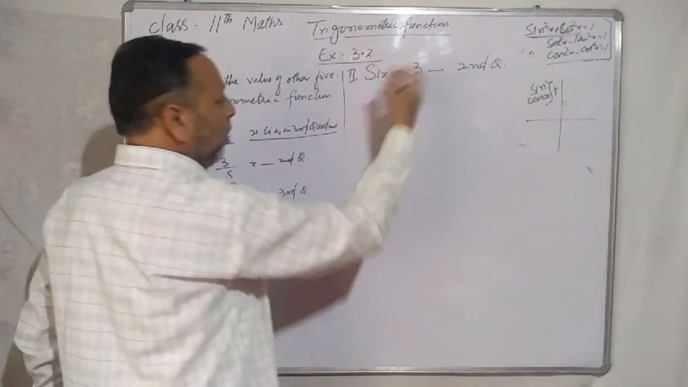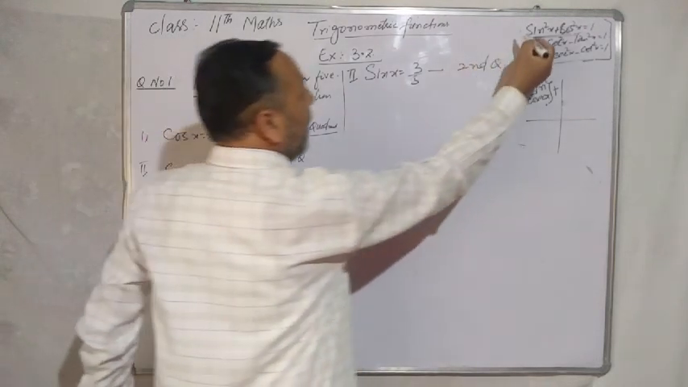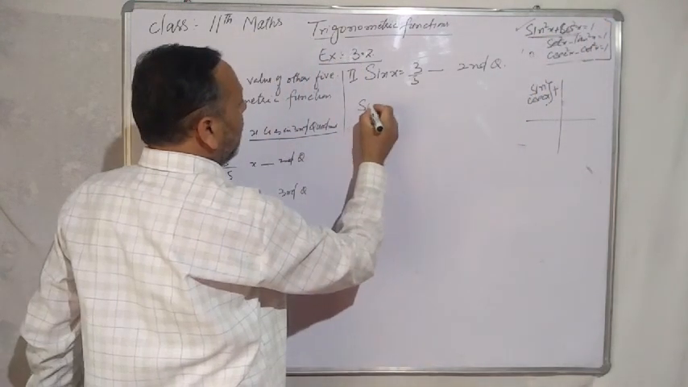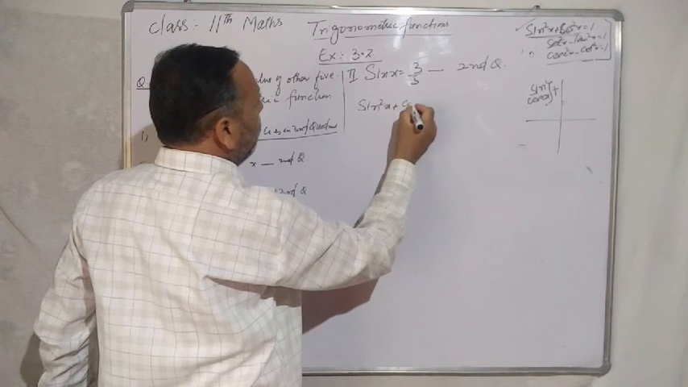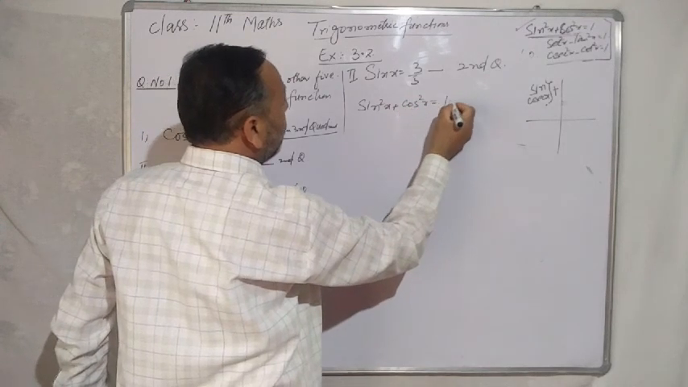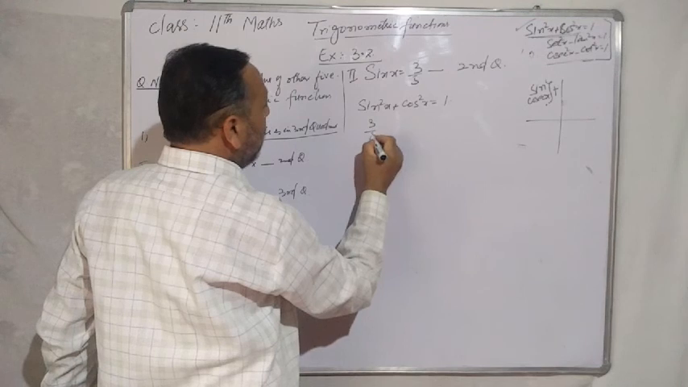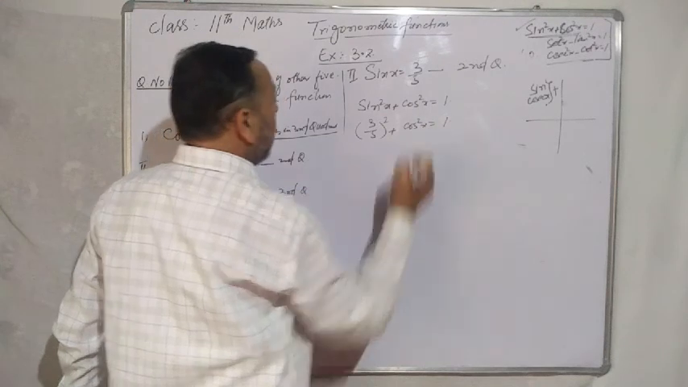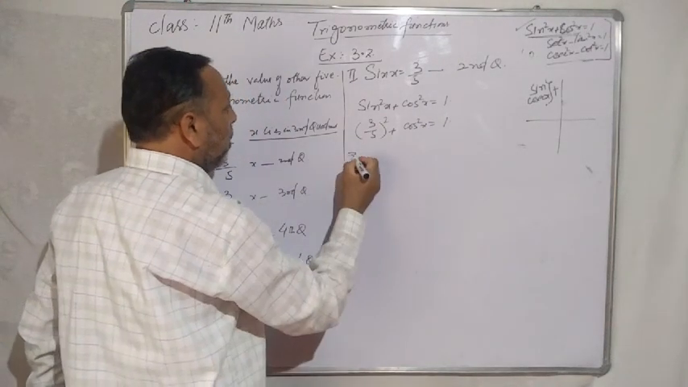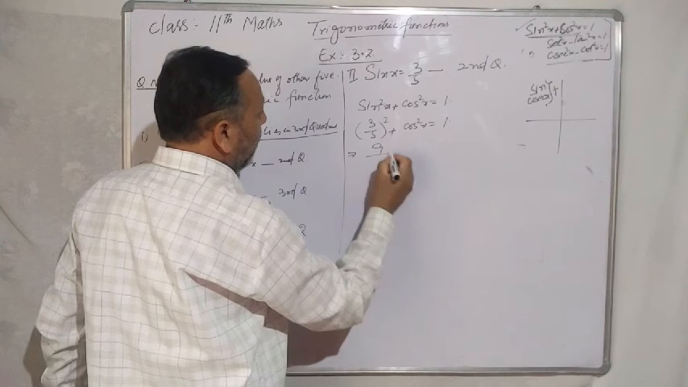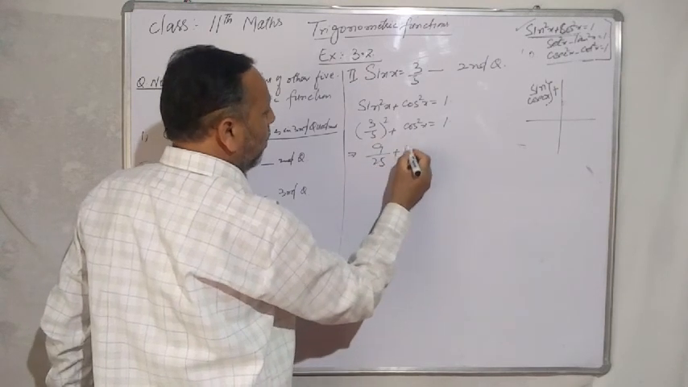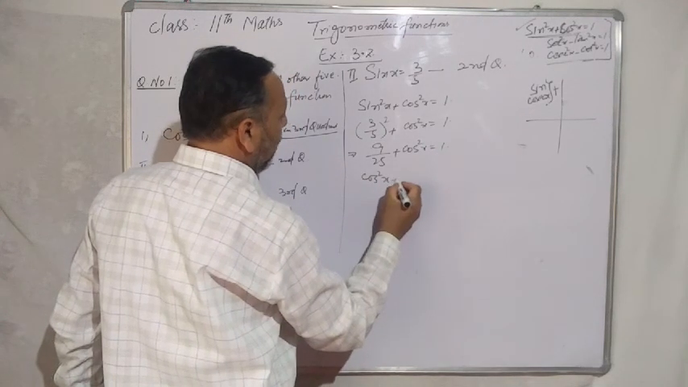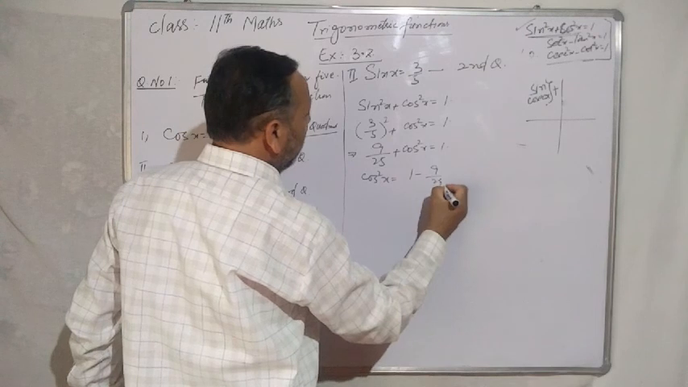Now sin x is given. We have to find the other trigonometric functions. We will again use the same identity, sine square x plus cos square x is equal to 1. Sine is given. It means 3 by 5 whole square, which is 9 by 25, plus cos square x is equal to 1.